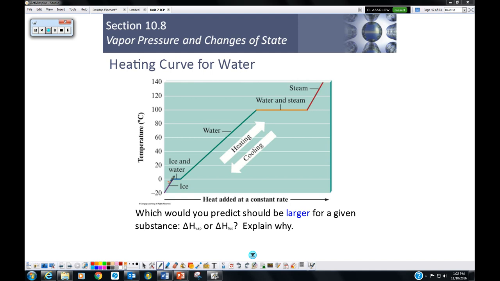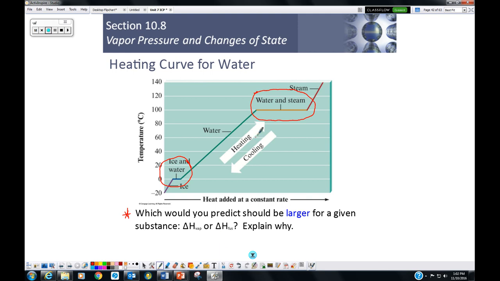In this heating curve, basically, we want to focus in on two areas. We want to focus in on what's going on right here as it's transferring from solid ice to liquid, and look at what's happening here where it transfers from a liquid to a gas. A type of question they might ask you on the exam is, which would you predict should be larger for a given substance, delta H for vaporization or delta H for fusion, and explain why.